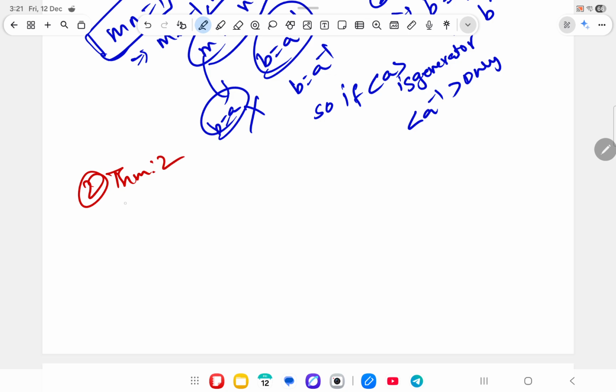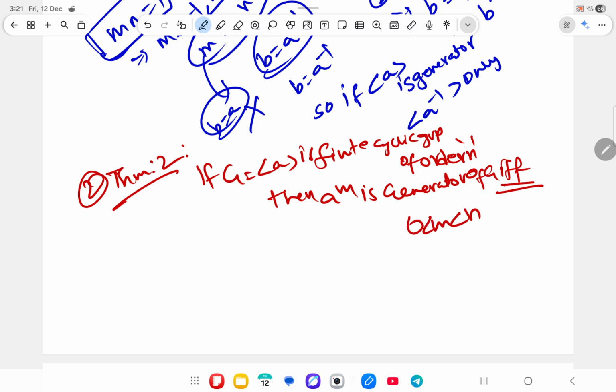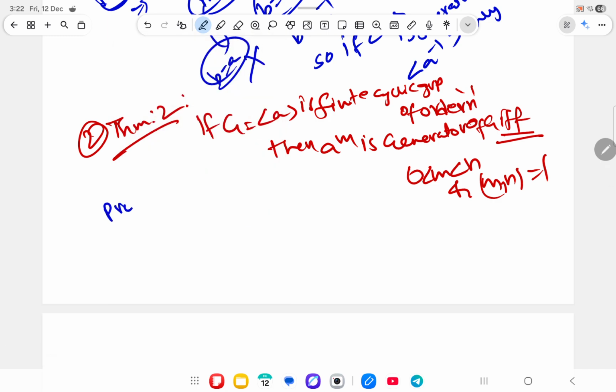Theorem 2. If G is equal to the group generated by a, a finite cyclic group of order n, then a power m is a generator of G if and only if, which means both sides have to be shown, 0 less than m less than n, and GCD of m comma n is 1. Okay, so let us prove this.